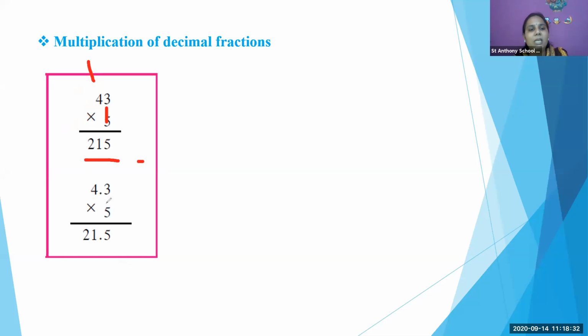The same multiplication has to be carried forward. 5 3s are 15, 5, 1 carry. Now 5 4s are 20 plus 1, 21. Now how many digits are there after the decimal point? Only one, right? So put the decimal point here: 21.5. After one digit, the decimal point is there. Understood everyone? I hope everyone understood this.